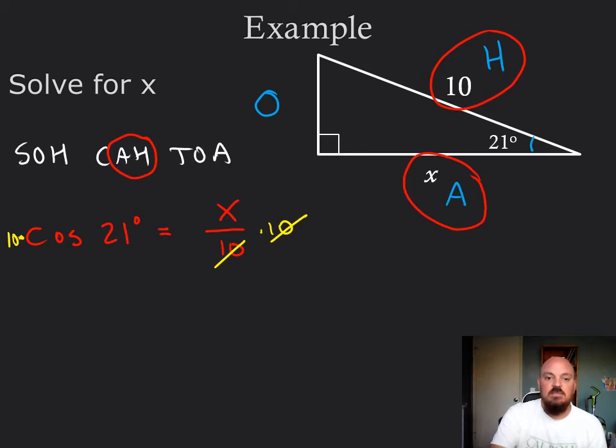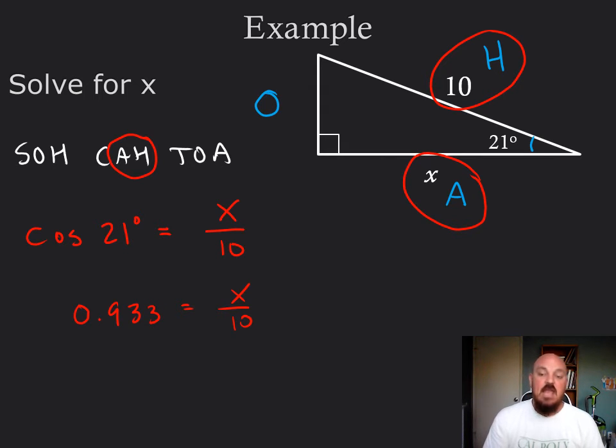Actually, you know what? Let me back up a step. I forgot there was something we were supposed to do before that. First, I want to use my calculator. So let's grab our calculator and see what cosine of 21 is. So I type it into my calculator and it comes out to about 0.933. I forgot to do that step first.